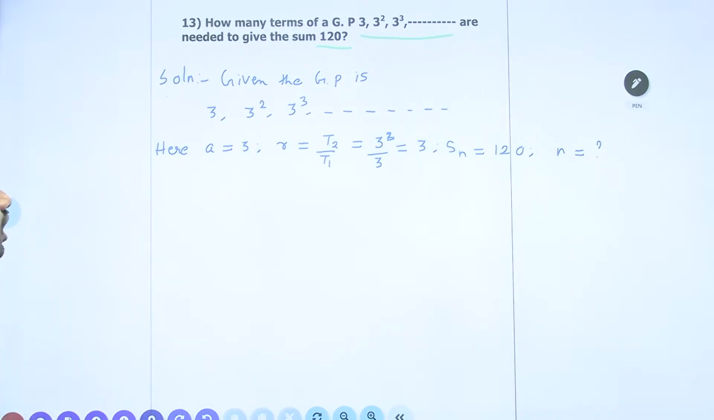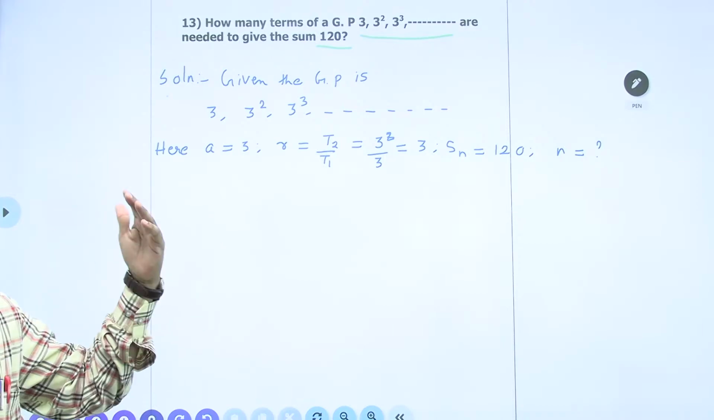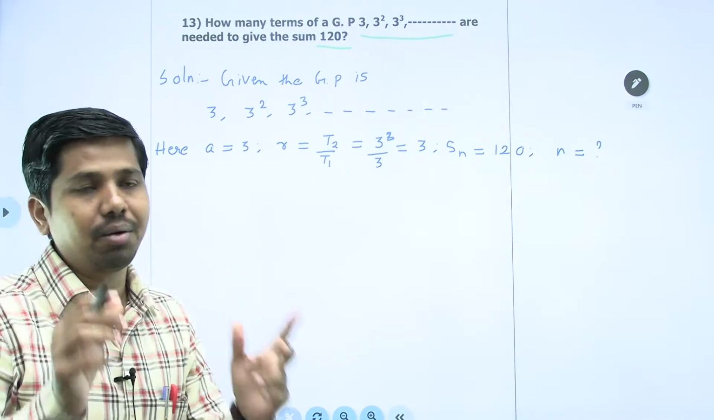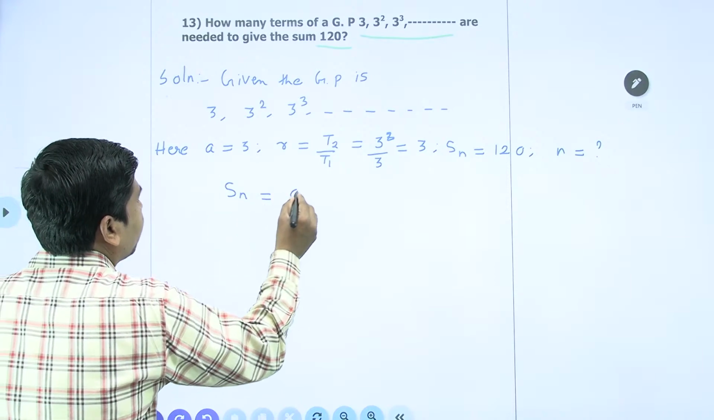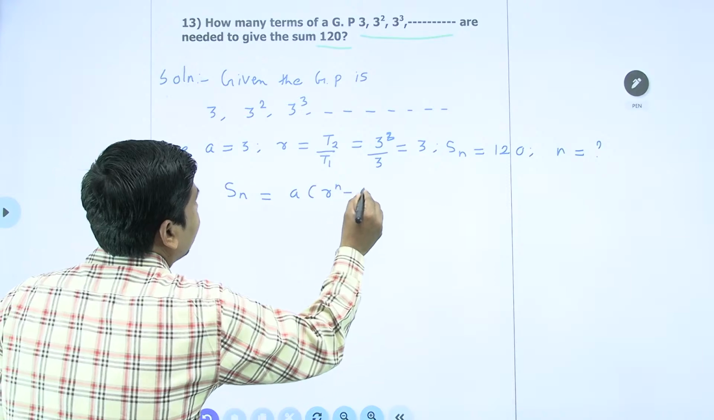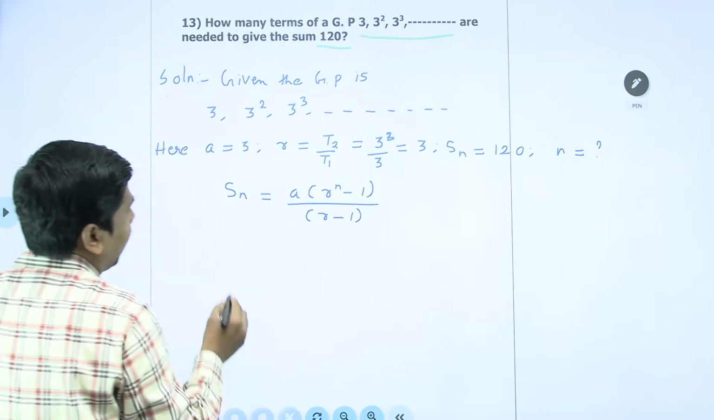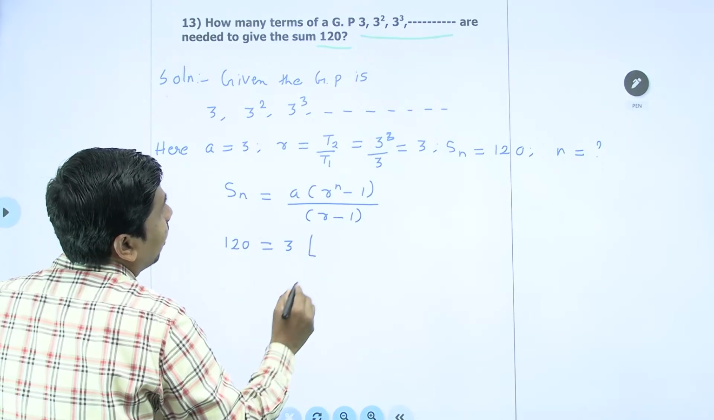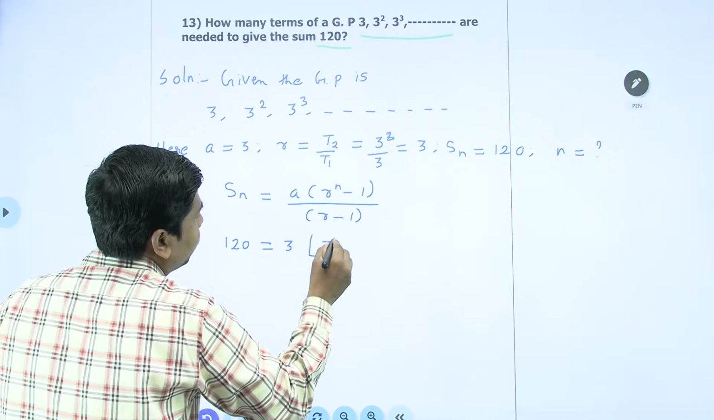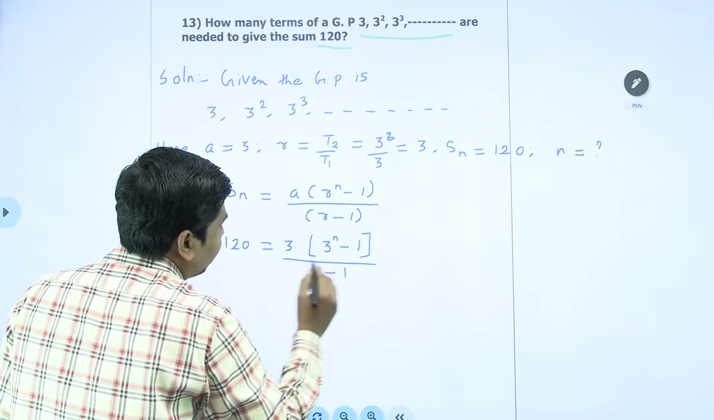What can we use directly? We can use directly Sn is equal to A into R to the power n minus 1 by R minus 1. We know A and we know R. You have to find the value of n. Sn is 120, so 120 equal to 3 into 3 raised to n minus 1 by 3 minus 1.